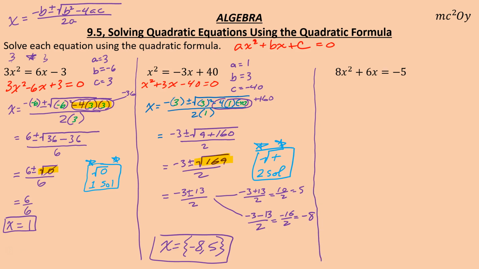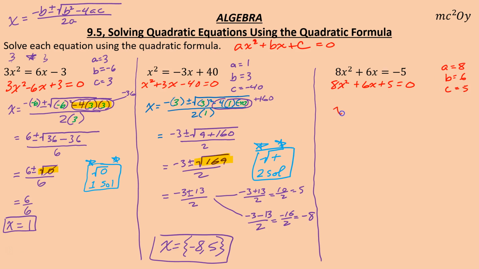Let's try one more here. All right. I'm going to go ahead and bring that 5 over to begin with. So I'm going to have 8x squared plus 6x plus 5 equals 0. And once again, A, in this case, is 8, B is 6, and C is 5.